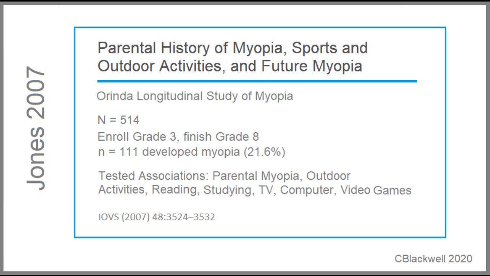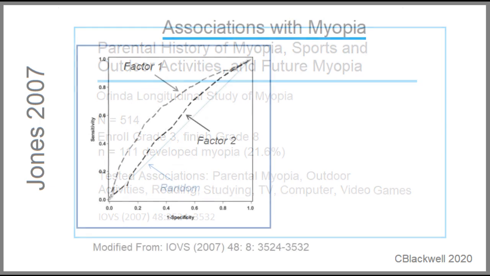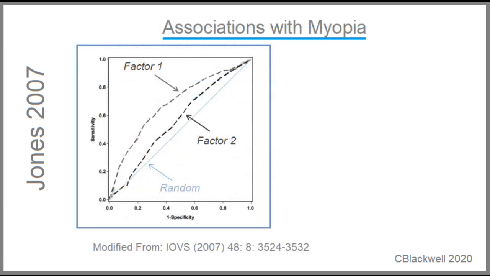Like the Saw and Rose studies, Jones was looking for associations of myopia with environmental factors. Part of their results presentation is an ROC curve. In looking for association between two factors, the nearer the plotted line is to the center diagonal line, the weaker the association, approaching random. Whereas the further the plotted line gets away from the center, the stronger the association.